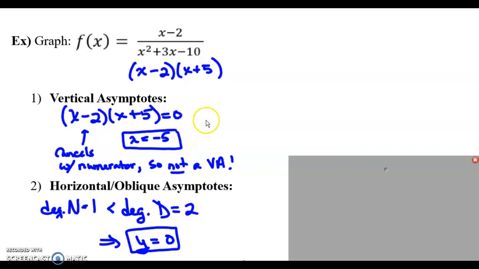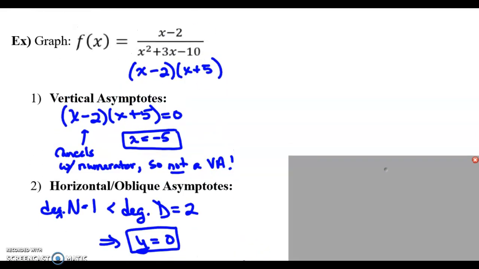Horizontal asymptotes, we look at the degrees. The degree of the numerator here is 1 versus the degree of the denominator is 2. Just comparing those exponents. So our rules tell us that the horizontal asymptote is going to be the x-axis or the line y equals 0.